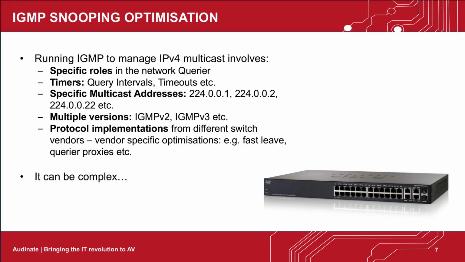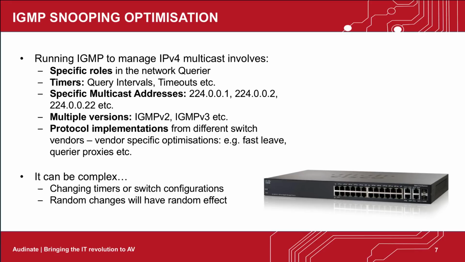So the takeaway here is that this can be complex if you start getting in there and playing around with things. It goes without saying that changing timers and switch configurations without proper understanding can cause a lot of issues. Just implementing random changes will only create random effects. These behaviors are not desirable when running real-time media such as Dante. To avoid these complexities, let's look at some simple things you can do to help your IGMP system work well.